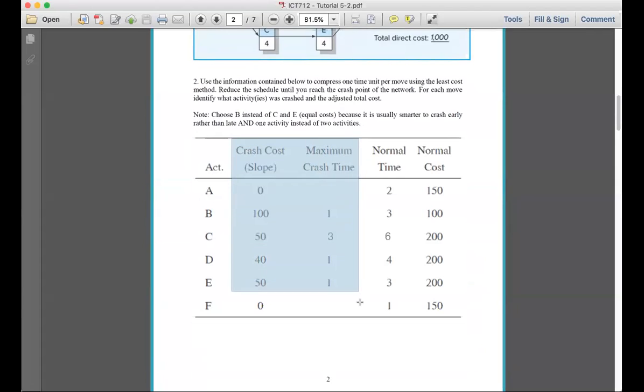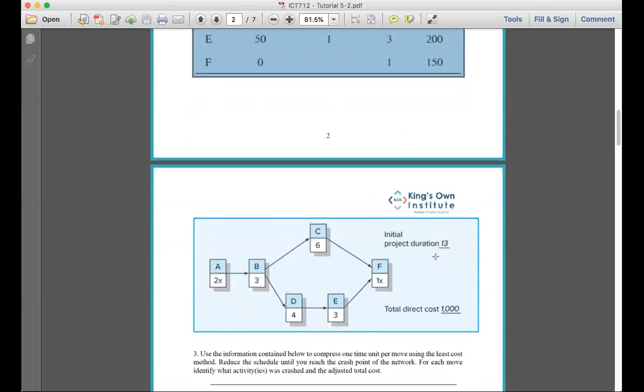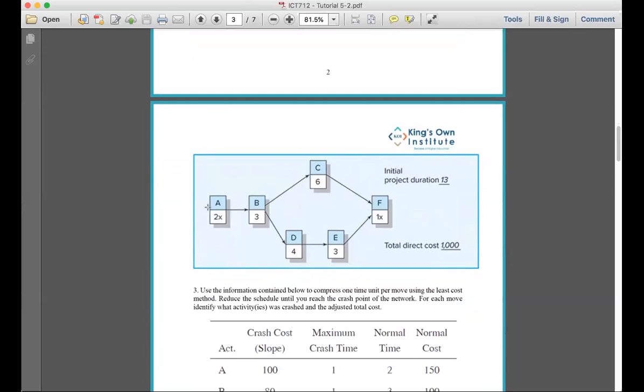Okay, guys. I want to remind you that the information here, crash time and crash costs, is not always given to you. So you need to be able to calculate these things yourself if they're not given to you. Please bear that in mind. I don't want to underestimate the importance of being able to do that yourself. Now, let's do the first thing. What's the first thing we need to do here?